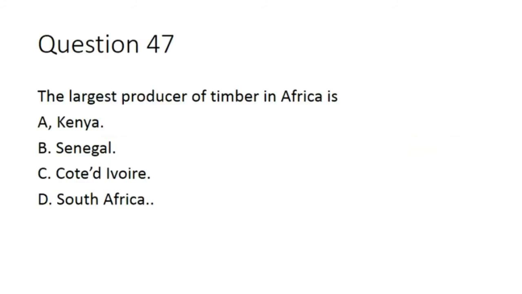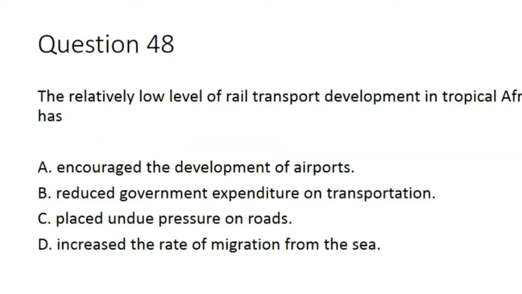47. The largest producer of timber in Africa is Cote d'Ivoire. Cote d'Ivoire is the largest producer of timber. 48. The relatively low level of rail transport development in tropical Africa has A. Encouraged the development of airports, B. Reduced government expenditure on transportation, C. Placed undue pressure on roads. Yes, it has placed undue pressure on roads.